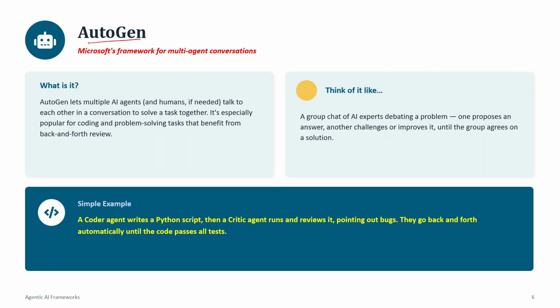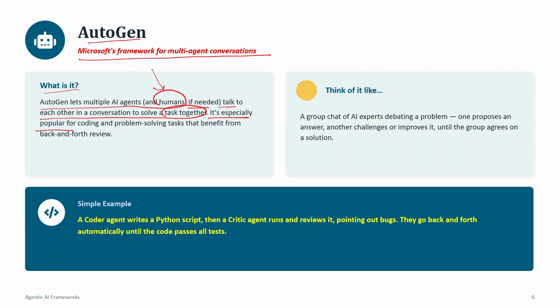Now we have AutoGen. AutoGen is a framework from Microsoft for multi-agent conversation. So again, on top of CrewAI, we have AutoGen from Microsoft, which again works on multi-agent systems. It lets multiple agents, and humans as well, if you want the interaction of humans at some places in the multi-agent system, talk to each other in conversation, if needed, to solve a task together.